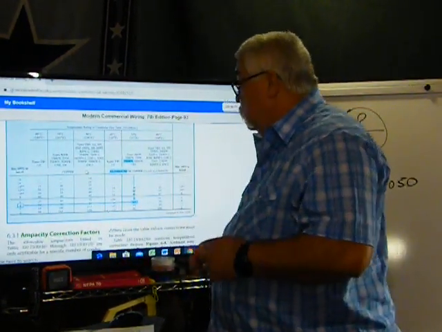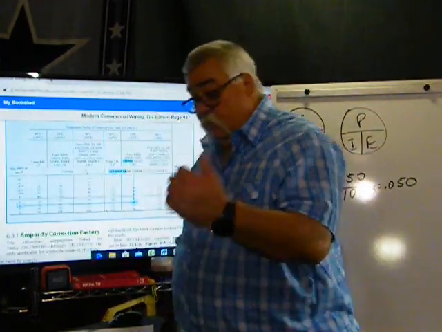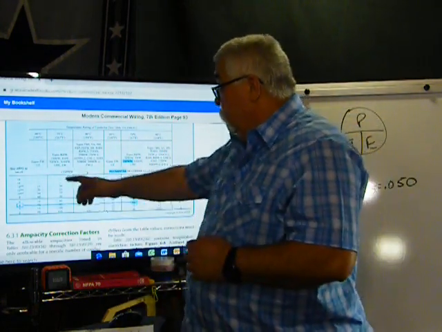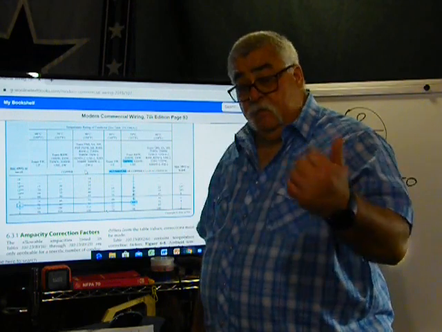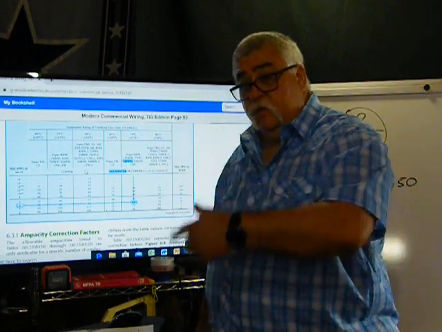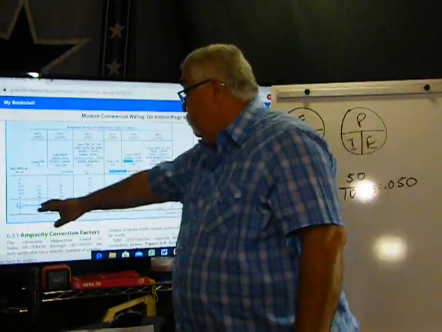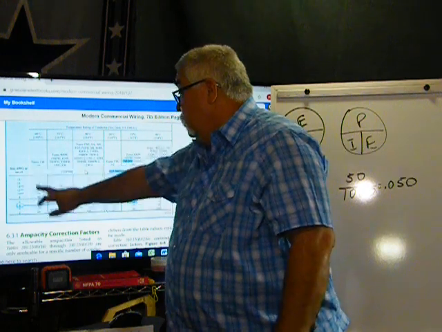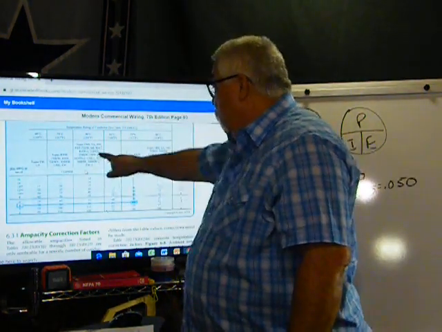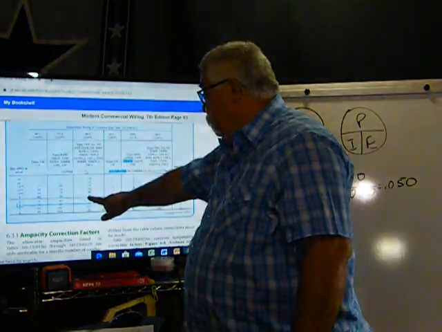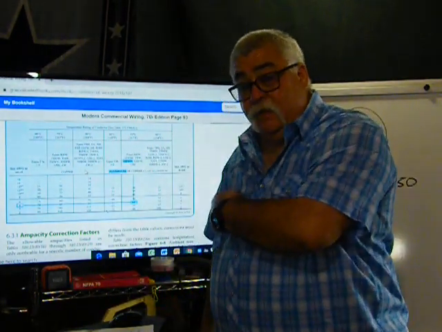The code says, because of these asterisks, the biggest OCPD I can put on a 14, 12, and a 10 is a 15, a 20, and a 30. 15 for a 14, 20 for a 12, 30 for a 10. Once I get above that, number 8 TW, or UF cable, is only good for 40 amps, as a THHN can handle 55. I can't load it to that.